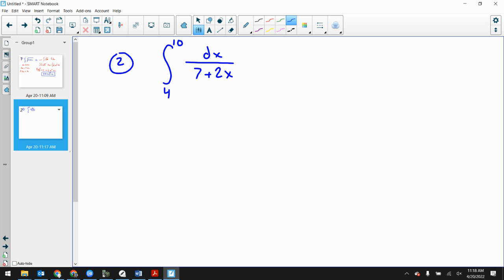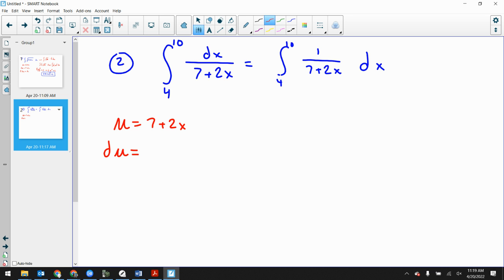This one's a little weird because I've got it in a fraction, right? I got that dx over 7 plus 2x. Now let's manipulate it a little bit and say, okay, that means I've got the integral from 4 to 10 of 1 over 7 plus 2x dx, right? What do you think I'm going to make my u? Yeah, 7 plus 2x. Okay, so du is going to be, again, 7's going to go away, 2 dx. Which means if I divide by the 2, I get 1/2 du is equal to dx.